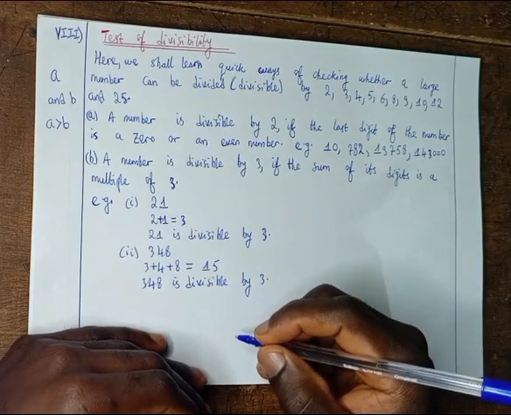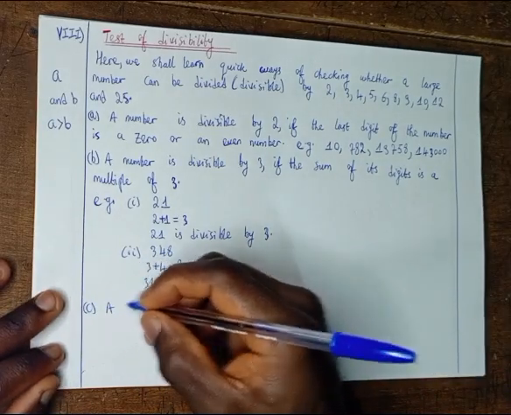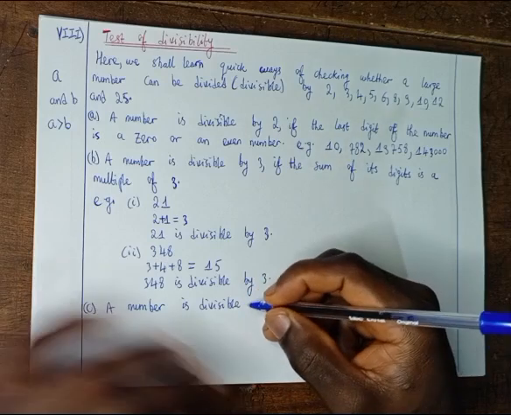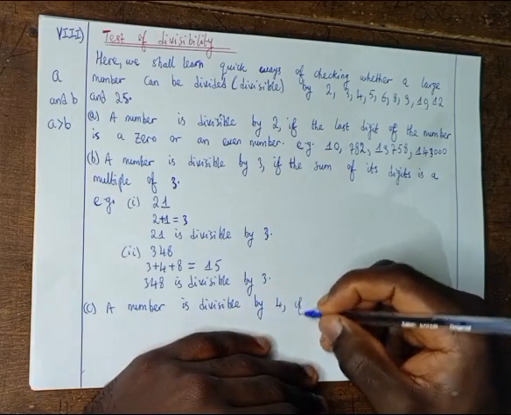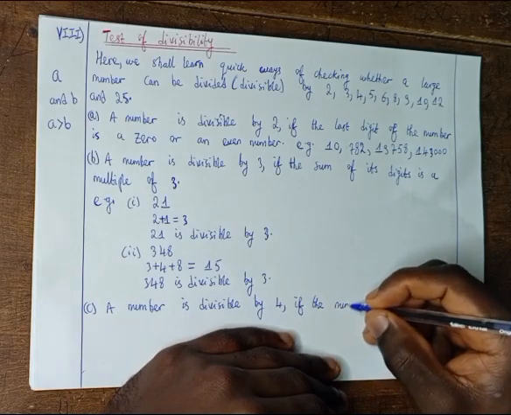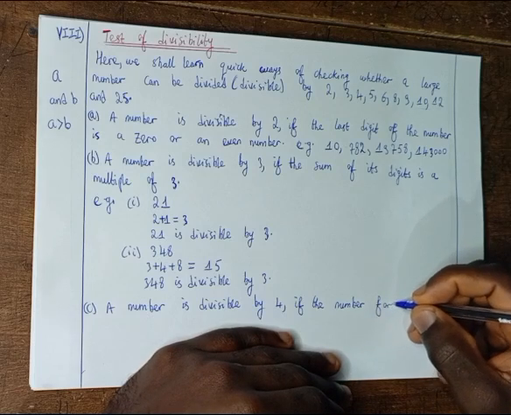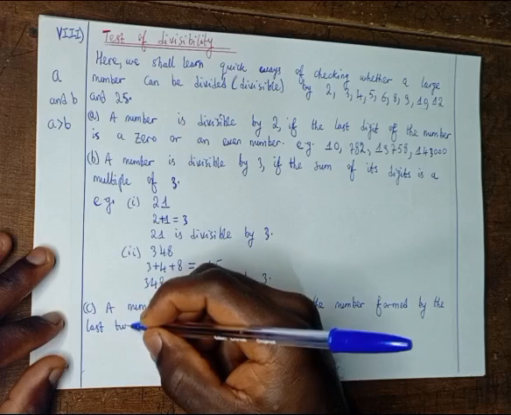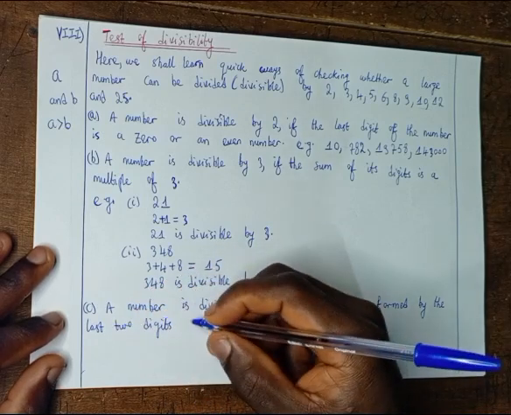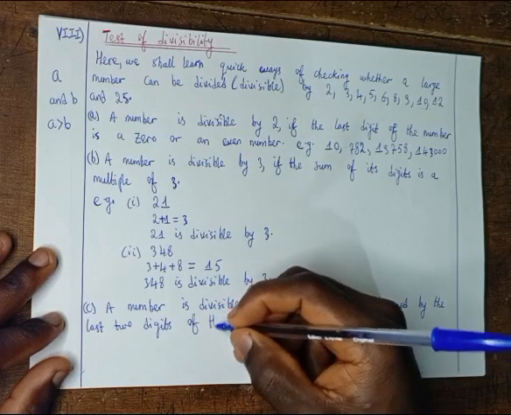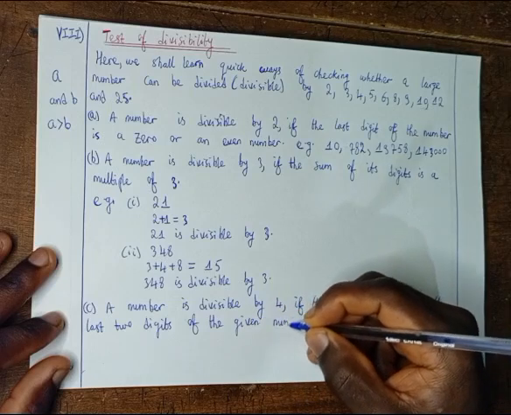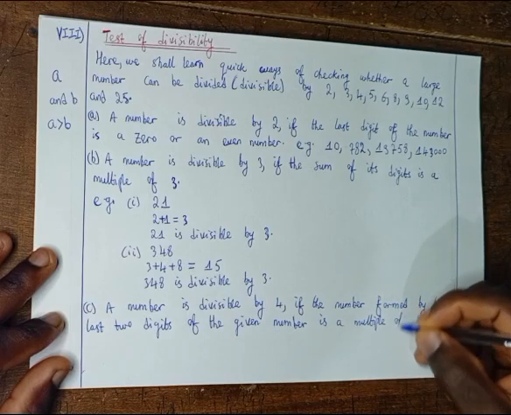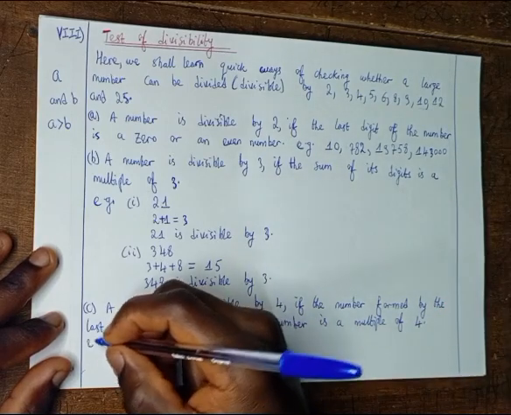Now let's go to C. C says a number is divisible by 4 if the number formed by the last two digits of a given number is a multiple of 4. Let's take examples.